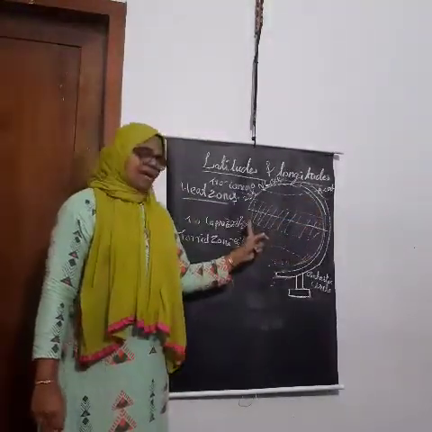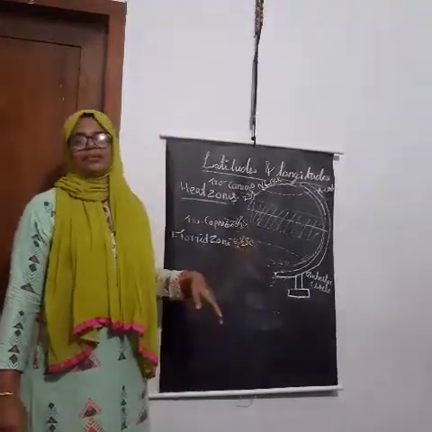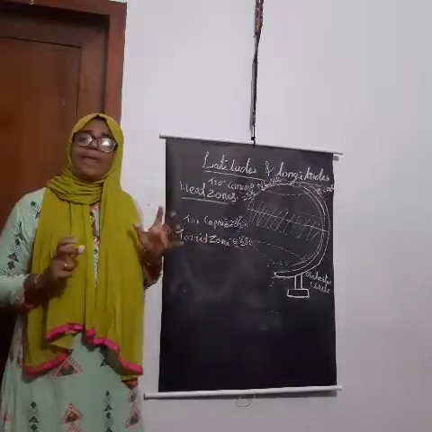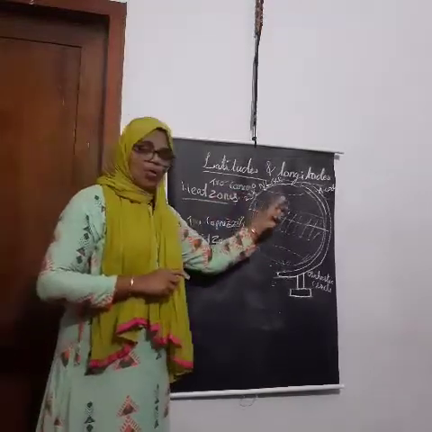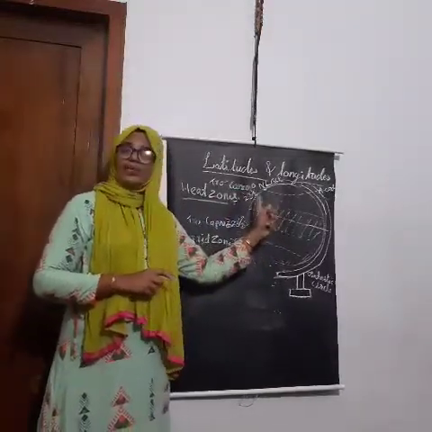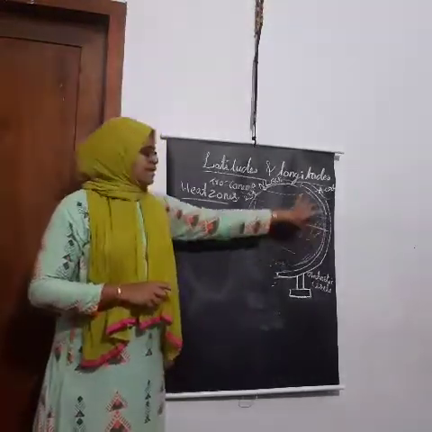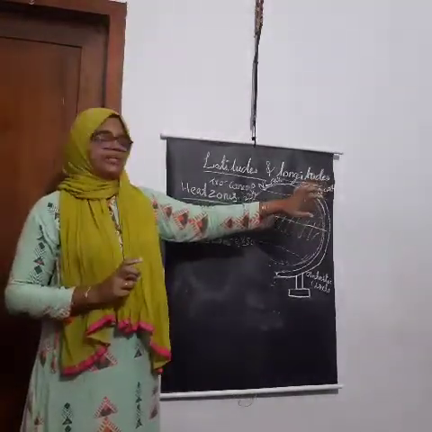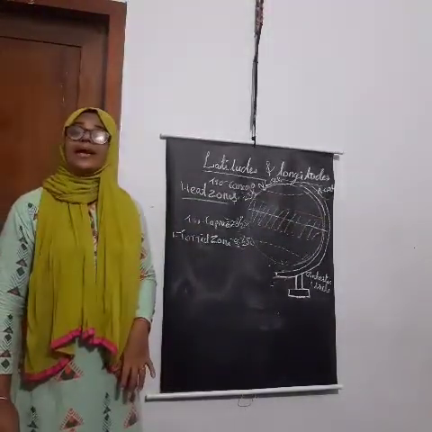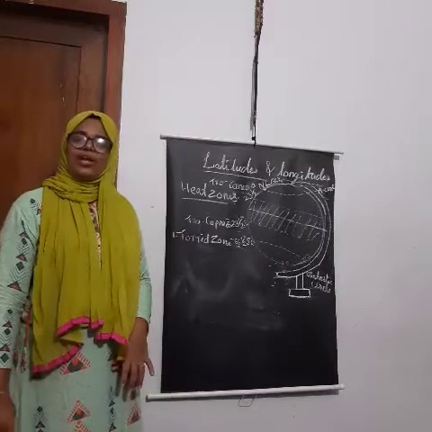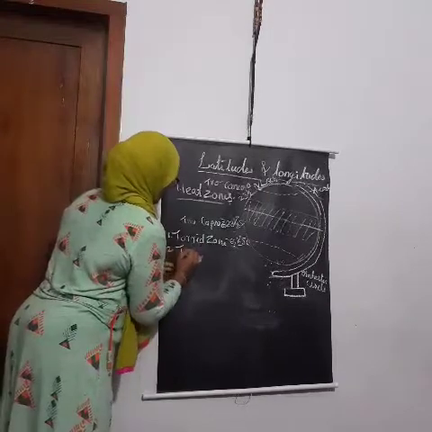This area, in between the Tropic of Cancer and the Arctic Circle in the northern hemisphere, and the Tropic of Capricorn and the Antarctic Circle in the southern hemisphere, will have comparatively low temperature. Comparing to the torrid zone, that is 23.5 degree north and minus 23.5 degree south latitude, the quantity of heat will be less in this area. So what is this area called? Temperate zone. Number 2, temperate zone.